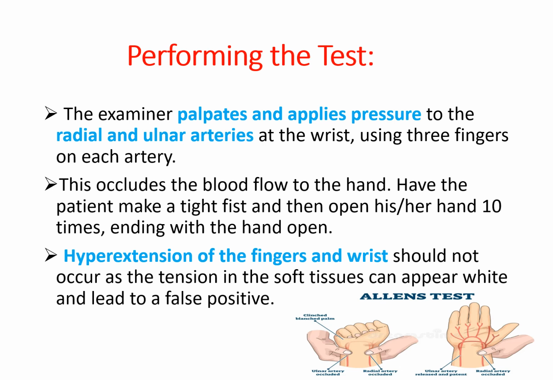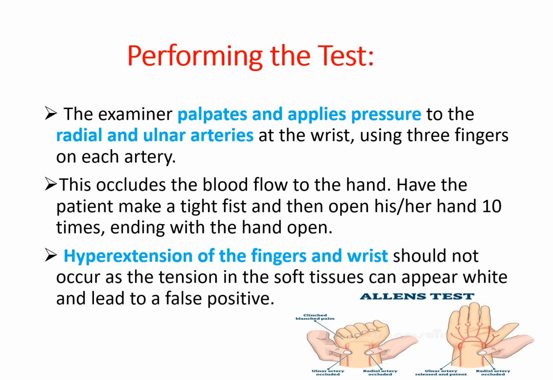When we are applying pressure to the arteries, this occludes blood flow to the hand. Here the patient makes a tight fist. You can see in the diagram the patient is making a tight fist, and we will ask the patient to open the hand after clenching 10 times, ending with the hand open.